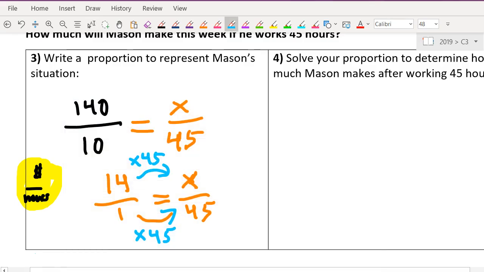Hey, what could he buy with $630? Airplane, Apple Watch. Yeah, you buy a lot of food with $630.